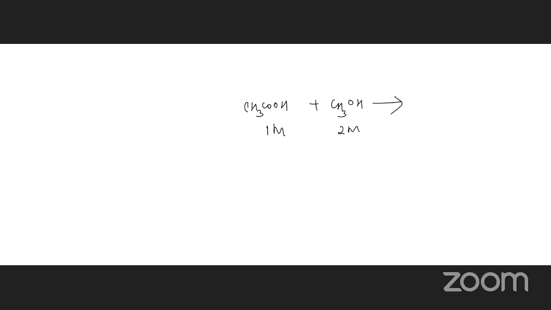100 cm cube of 1 molar acetic acid was mixed with 100 cm cube, so both are 100 cm cube, of methanol to form an ester. So which is the ester which is formed? It is methyl ester, CH3C double bond O OCH3. So the ester plus water is formed. So what have they asked? The change in the initial rate if each solution is diluted with equal volume of water would be.